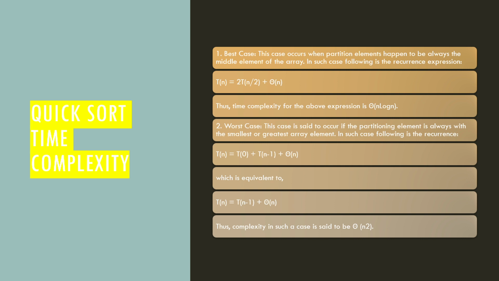Then sa worst case naman po, this case is said to occur when the partition element is always the smallest or greatest array element. In such case, following the recurrence, T of n is equal to T of 0 plus T of n minus 1 plus theta of n, which is equivalent to T of n equal to T of n minus 1 plus theta of n. Thus, complexity in such a case is said to be theta of n squared.